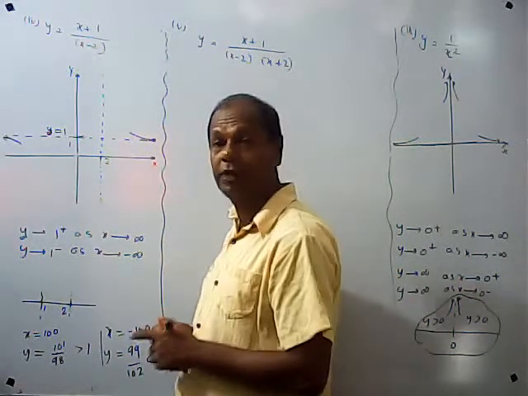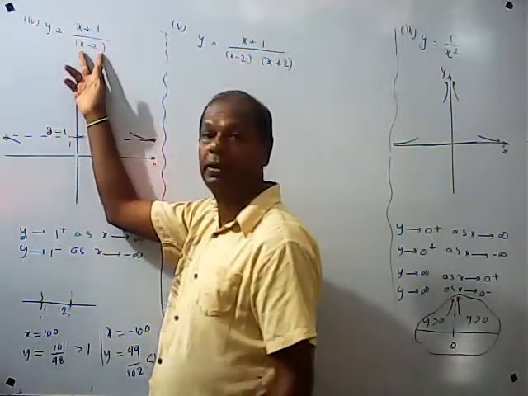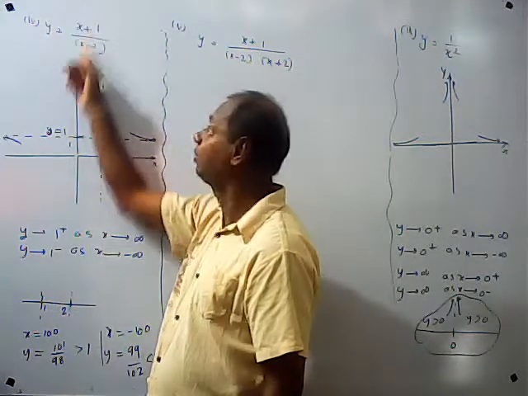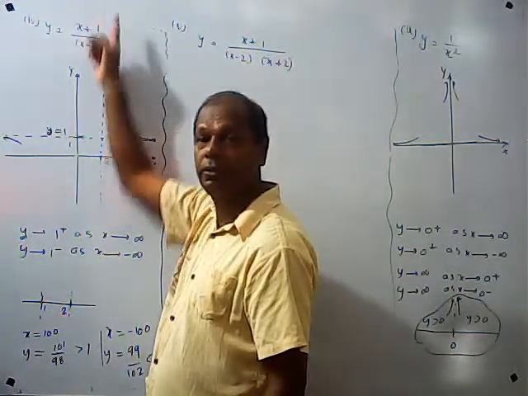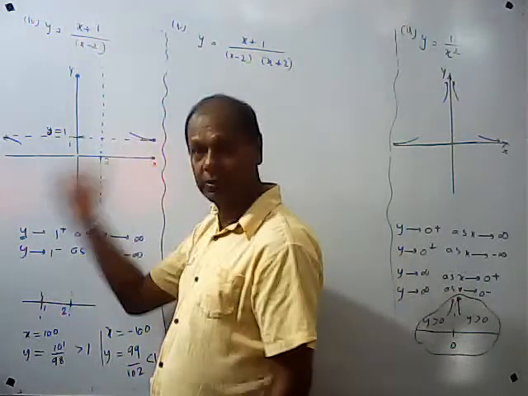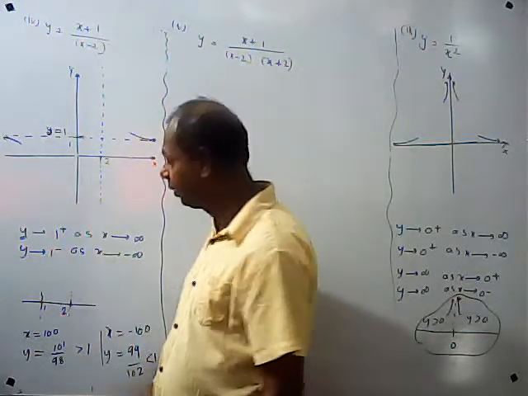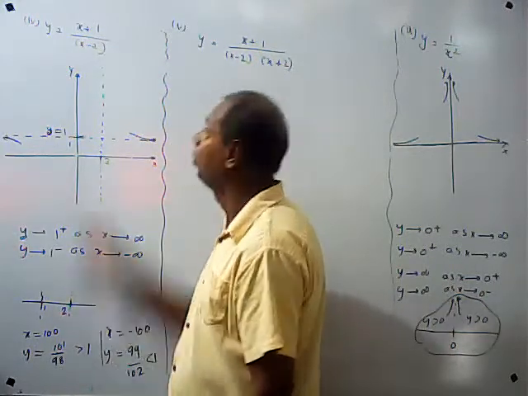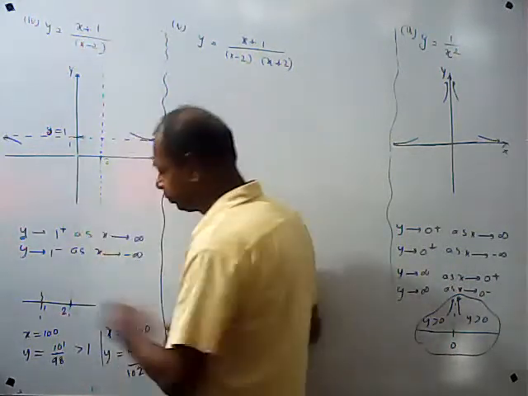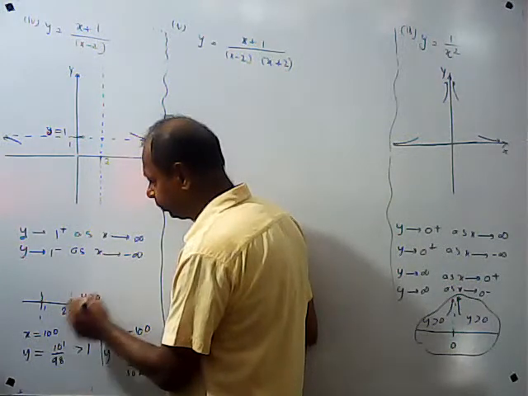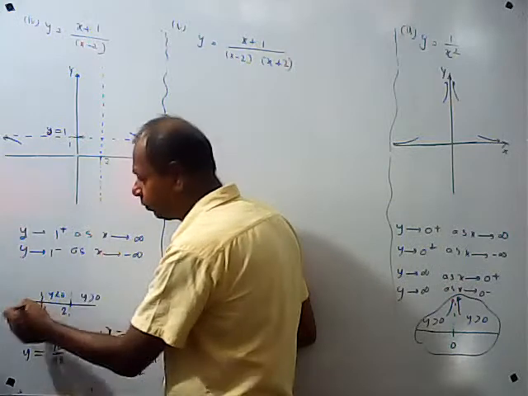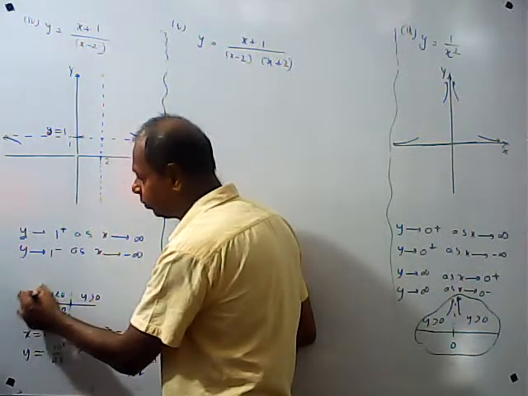But the sign of y is not determined only by x minus 2. There's another factor, x plus 1. So you have to consider both of these to check for the sign of y. Right? Now, right of 2, this whole thing is positive. In the middle, it is negative. Again, left of 1, y is positive.